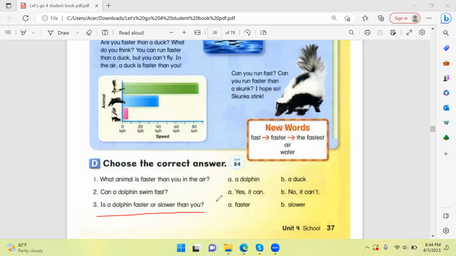How about number three? Is a dolphin faster or slower than you? Slower. Okay, what is the answer? Faster. Okay, very good. So a dolphin is faster than you. Okay. So next, let's proceed here.